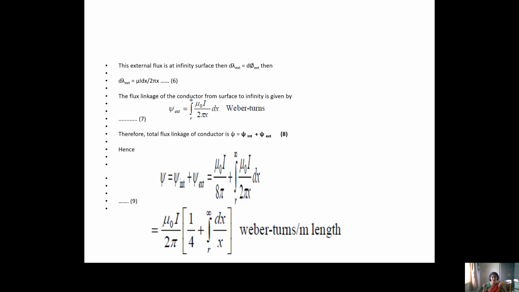We calculate these flux linkages to find out the inductance. To find the inductance value, we have to find the flux linkages per current. For one conductor, you have the internal flux linkages and external flux linkages. You separately find out the internal and external flux linkages, and finally you add these two flux linkages to get the total flux linkages.